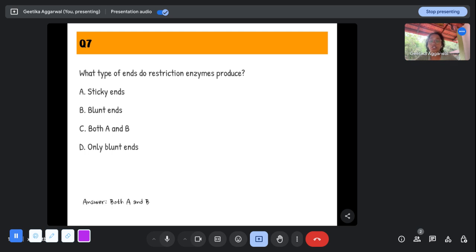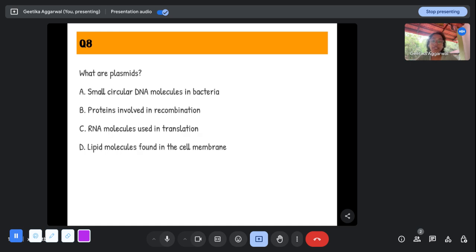So the correct answer to this question is both A and B. It can produce either sticky ends or blunt ends. So what are plasmids? Are they small circular DNA molecules in bacteria? Are they proteins involved in recombination? Are they RNA molecules used in translation, or are they lipid molecules found in the cell membrane? So what really are plasmids?